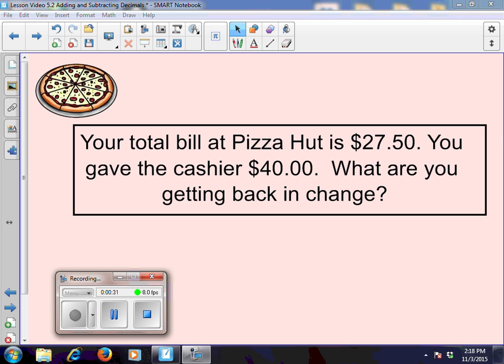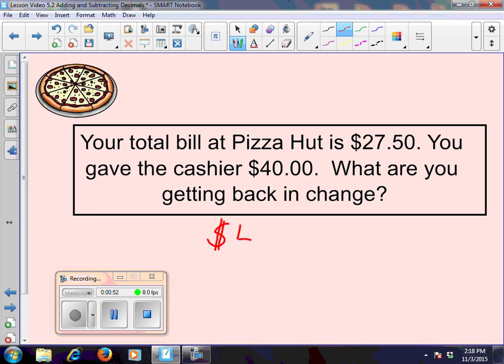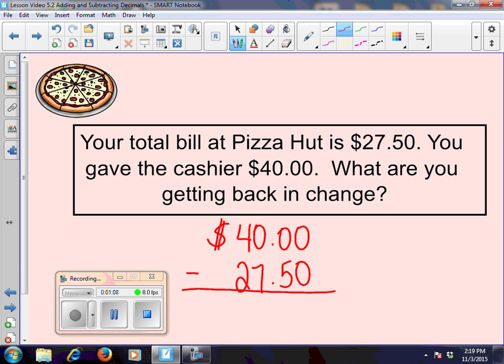So for instance, what if you go to Pizza Hut and your bill is $27.50? When you hand the cashier 40 bucks, you need to know what change you're going to get back. And you should always figure out the change because you don't want to walk away with less change than you're deserving. So if I gave the cashier $40, I know I'm going to get some money back because it only costs $27.50. So $40 minus the $27.50 will give me my change.